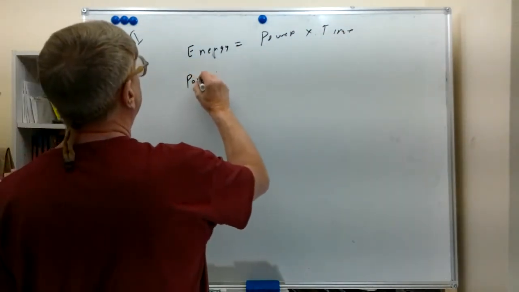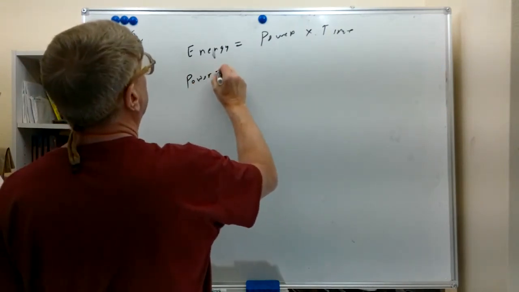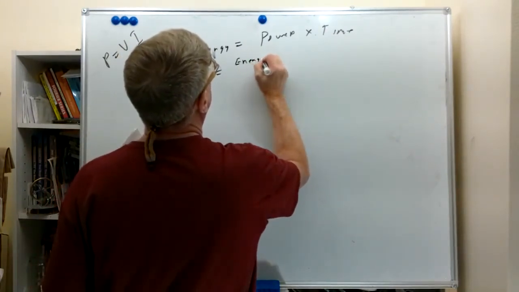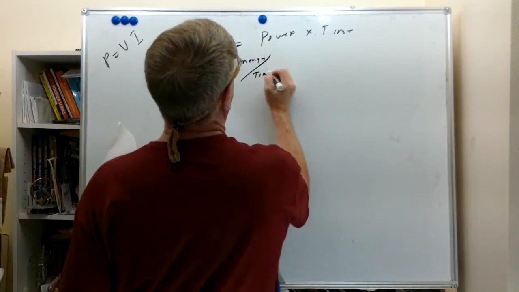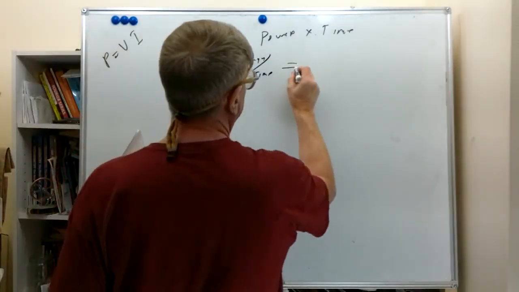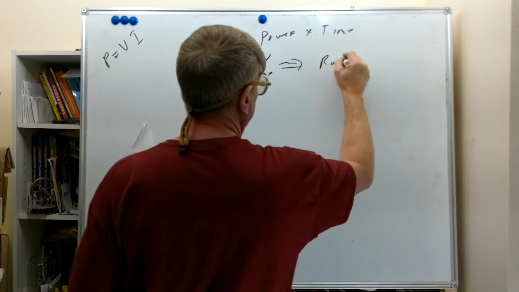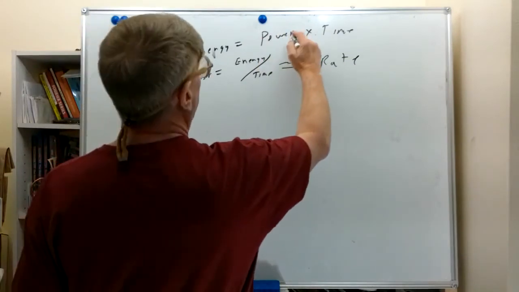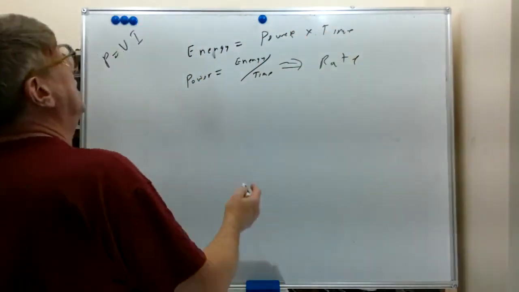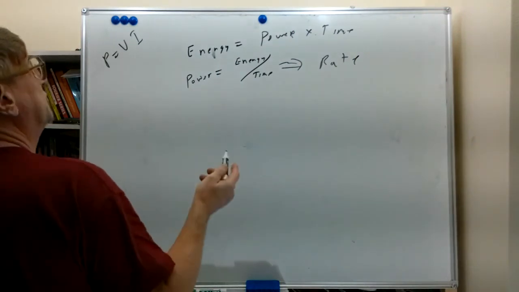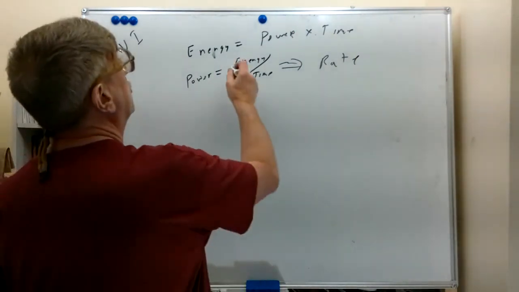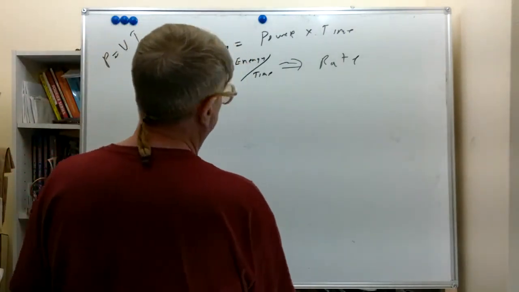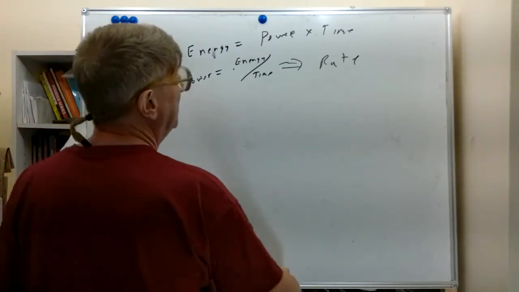Power equals energy divided by time. And you can see divide by time makes it a rate. Total energy was the rate of use times the time you used it. The power, which is basically how fast you're using energy, was the total amount of energy divided by the time. Well, we could solve this for time, but I don't really see the need to at this point.